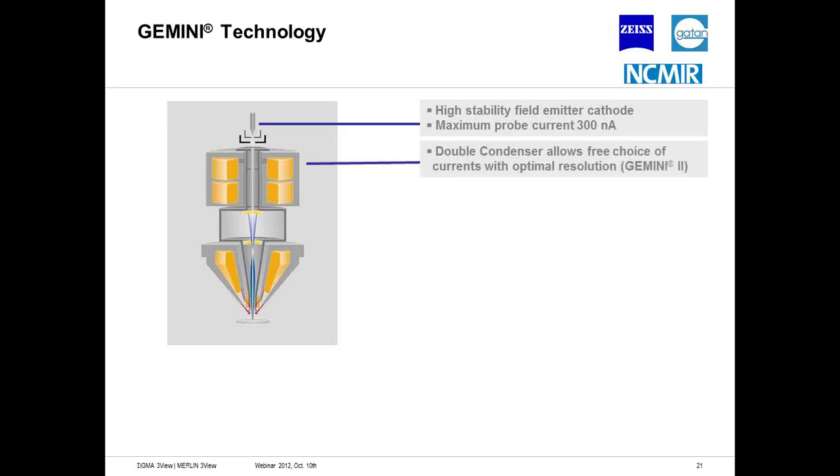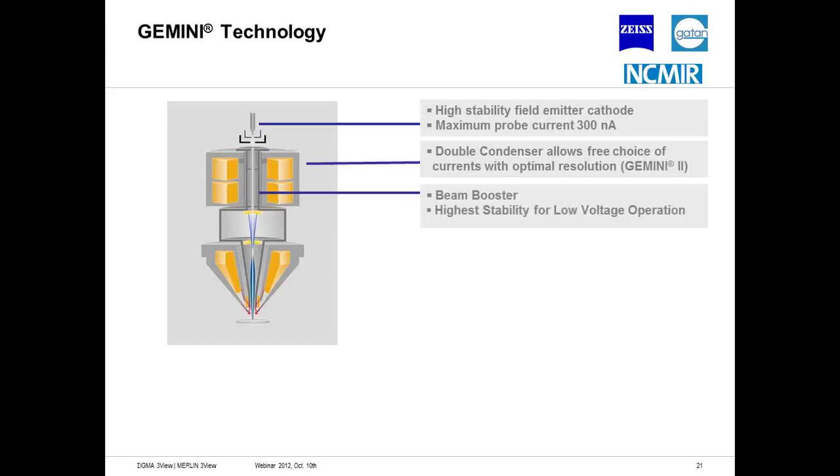Then we have a very special feature inside the GEMINI technology. This is true for the GEMINI 2 column, which is the improved version. It is the double condenser, and that allows you to freely choose the current that you want. There are no apertures inside that. You are completely free to choose the current that you want, and at each current you always have the optimum resolution. That's very special in this design.